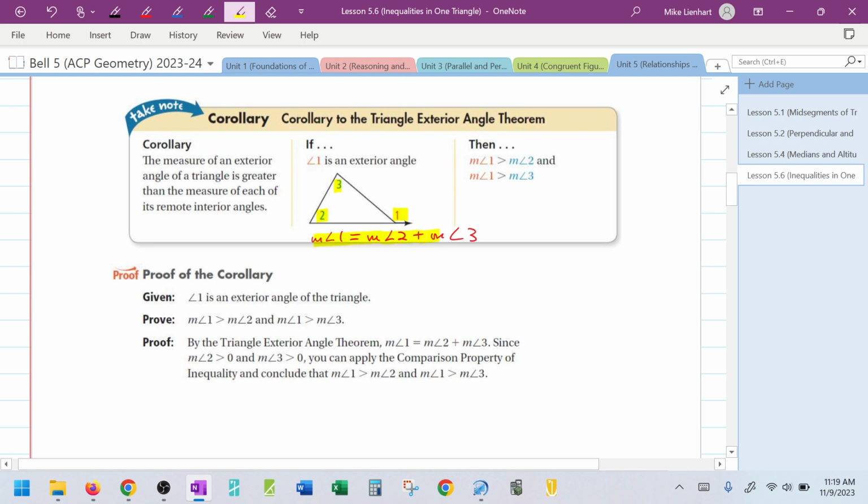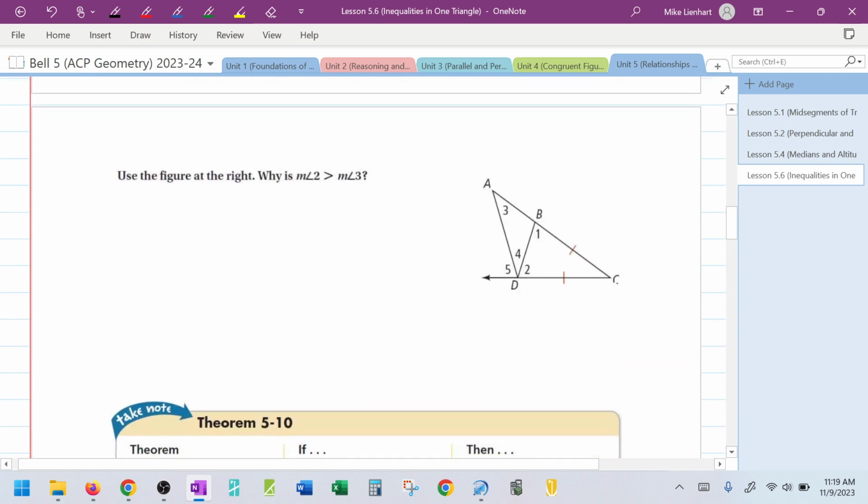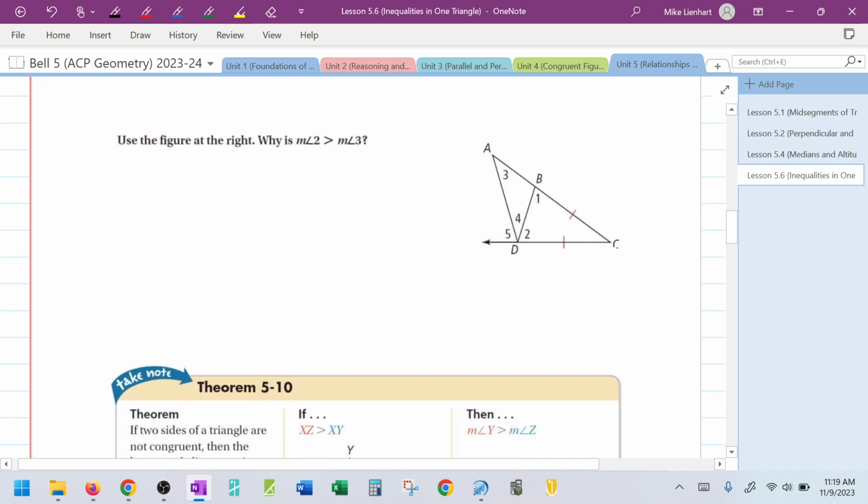Secondly, because we're dealing with angles in or around a triangle, we know that they always have to have a positive measure. What we're able to conclude because of the comparison property of inequality is that angle 1, the exterior angle, has to be bigger than angle 2, and it also has to be bigger than angle 3. Again, here's a proof if you are interested in how to prove it. They did this as a paragraph proof. So let's take a look at a situation and now try to solve it.